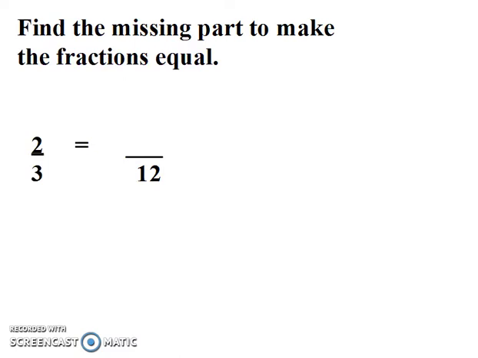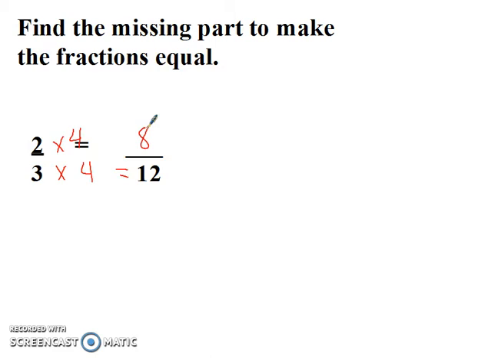Okay. I'm going to have you do it without the hints down there to help you this time. So notice there's a missing part here, but there is something here. I need to figure out 3 times what equals 12. 3 times 4. So if I'm doing the bottom times 4, I also have to do the top times 4, and 2 times 4 equals 8.